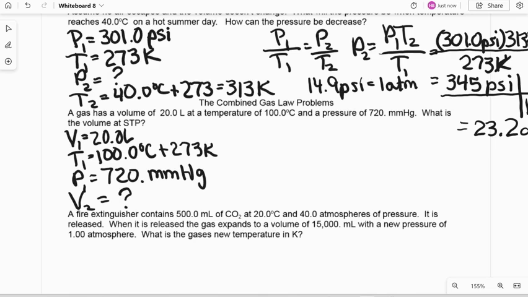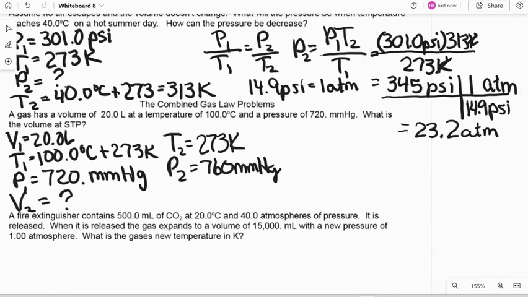Now, STP stands for standard temperature and pressure. So that's actually a number. It's actually a given. So you can look this up, but it stands for standard temperature and pressure. And the standard temperature, or T2, is going to be 0 degrees Celsius, or 273 K. The standard pressure, which is going to be P2, is going to be 760 millimeters of mercury. That's my conversion factor. So the numbers are going to be the same.